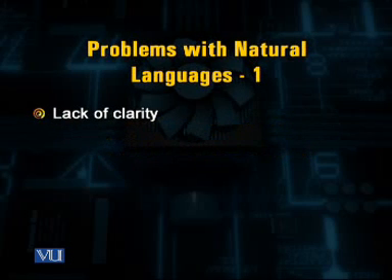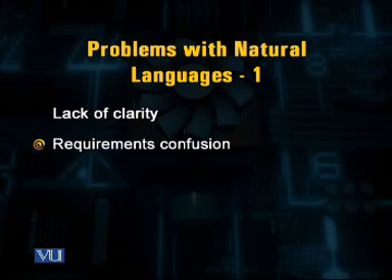Number one, it's the lack of clarity. Natural languages are inherently ambiguous. For example, I can use the word object. This word can mean a thing. This can also be used as a synonym for the word objective. And it depends on the context of the word and the phrase so that one can determine the exact meaning of that word or of that phrase. So there is lack of clarity as the number one source of problems as far as natural languages are concerned.